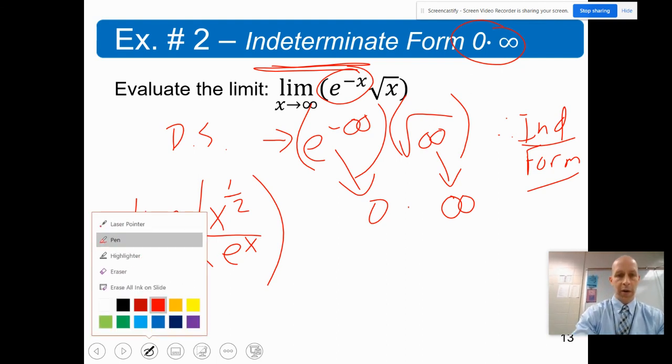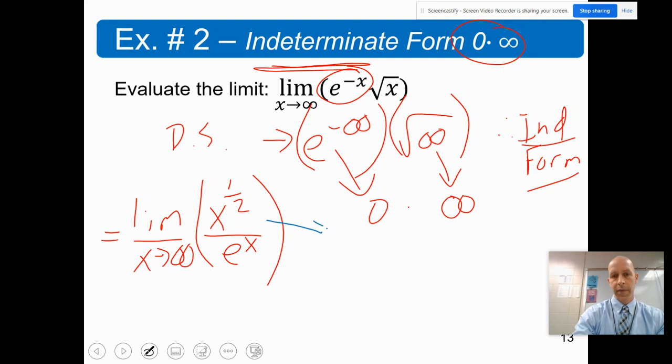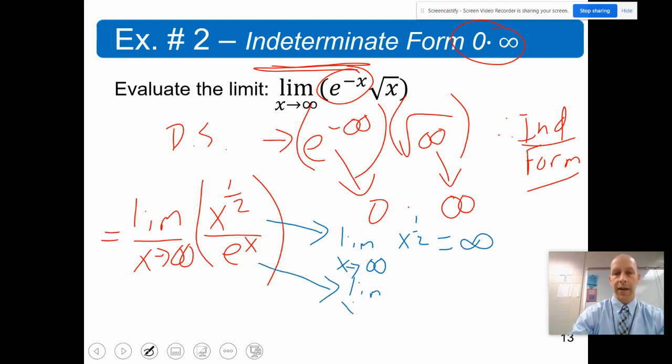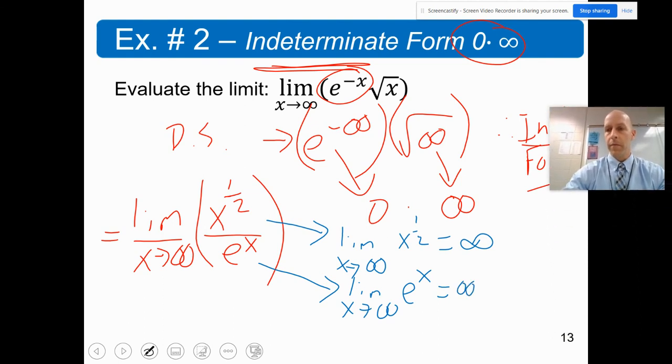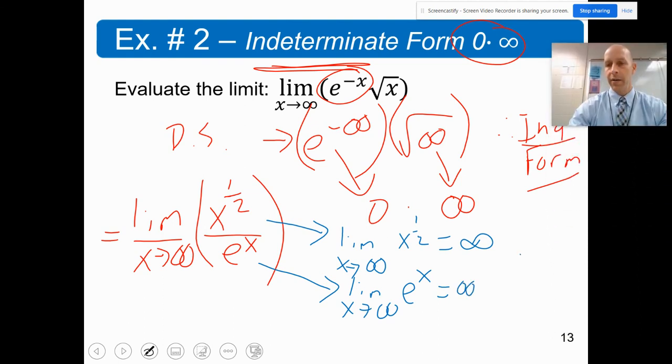Now, I'm going to show you the work the way I would recommend that you show your work. We can see that the limit as x goes to infinity of x to the 1/2 is equal to infinity. And then the limit as x goes to infinity of e to the x is also infinity. So again, we've got infinity over infinity, which is again an indeterminate form, but now we can go ahead and use our L'Hopital's rule.